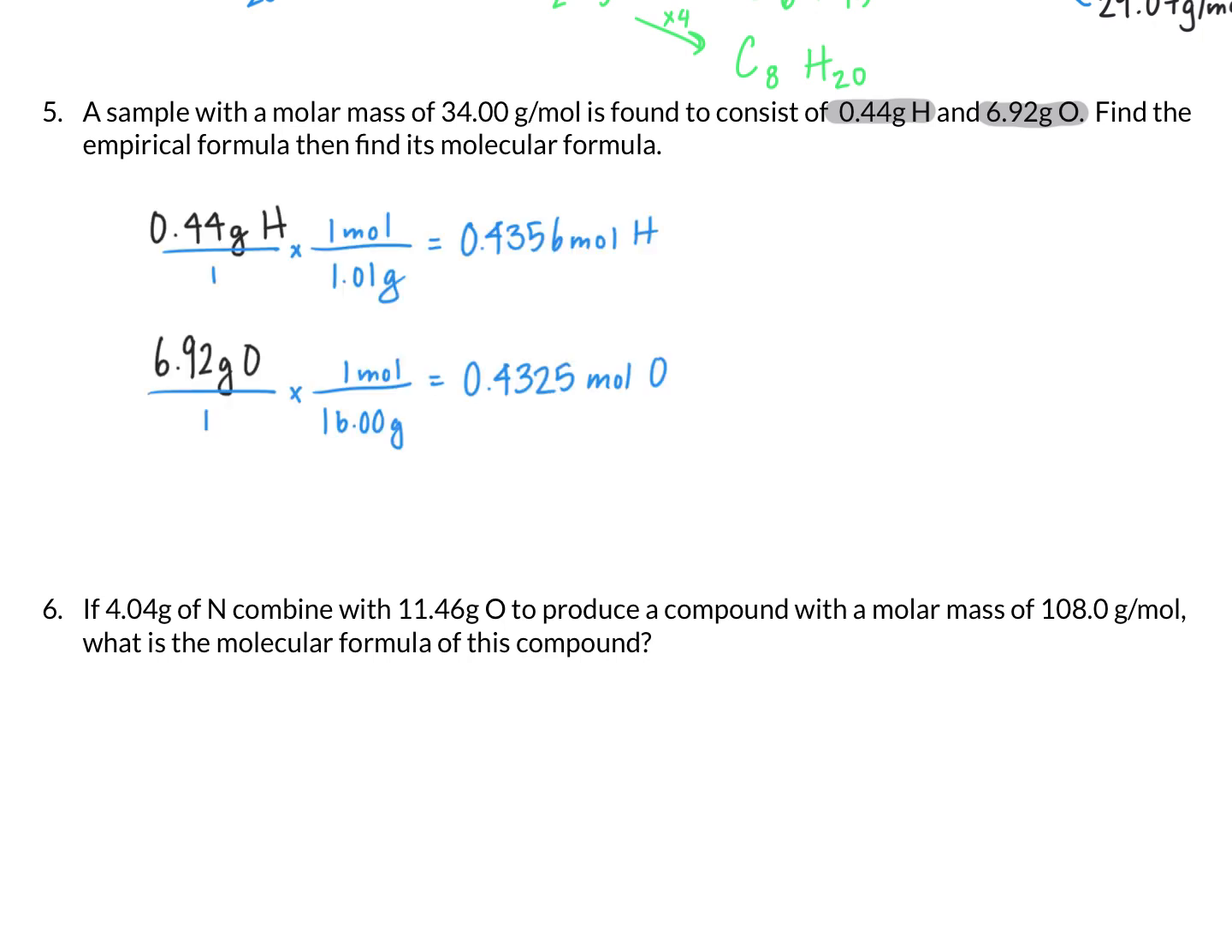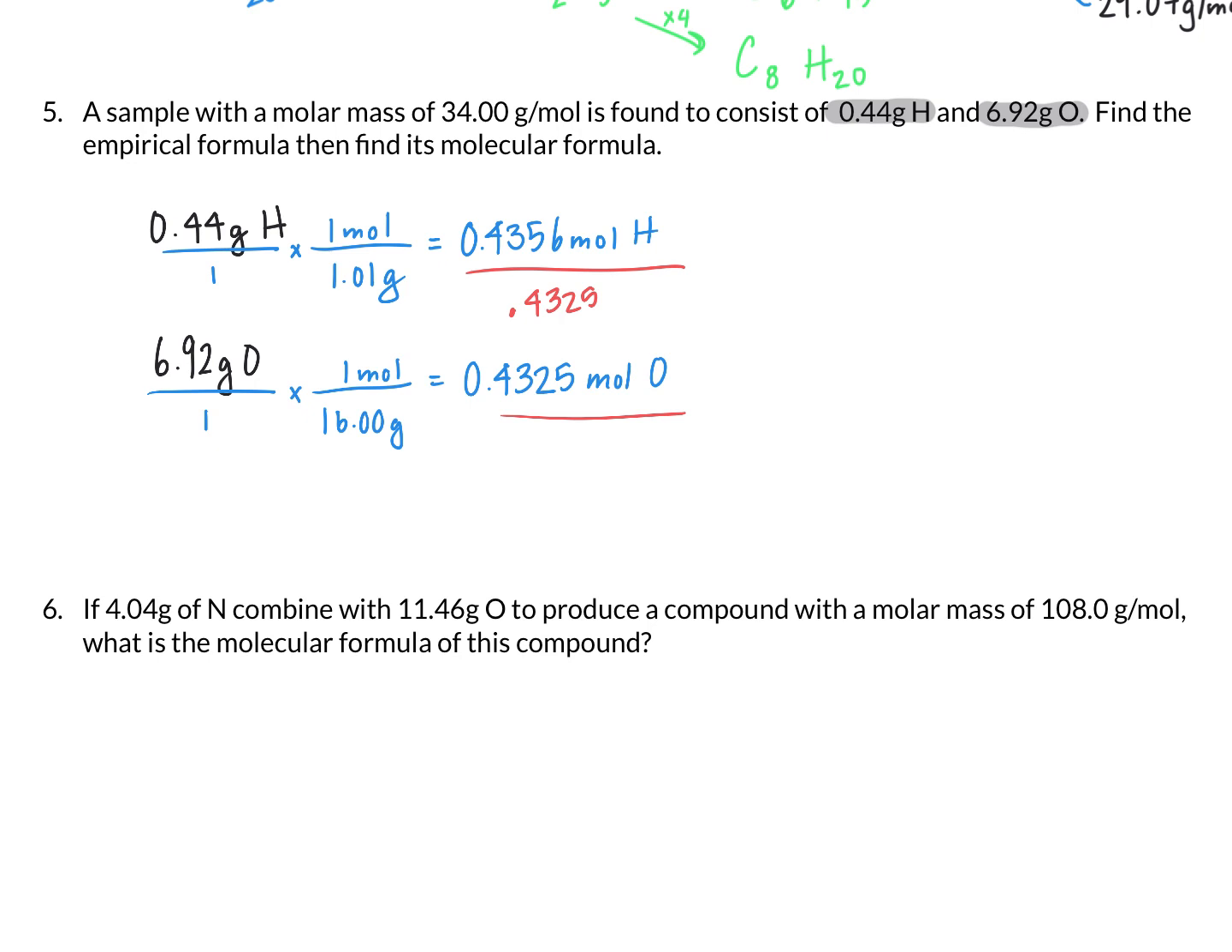So again, I just started with those masses and then converted them to moles. Now, if you went back and found percents with them and then did percent to mass, mass to mole, you would have gotten the same thing. It looks like these are about in a 1-to-1 ratio. You can double check, divide them both by the smaller number, 0.4325.